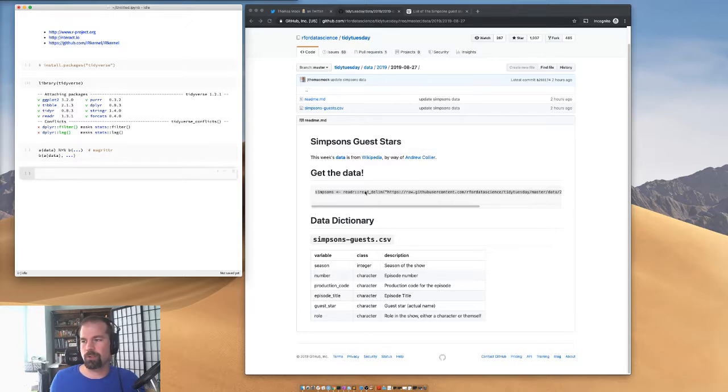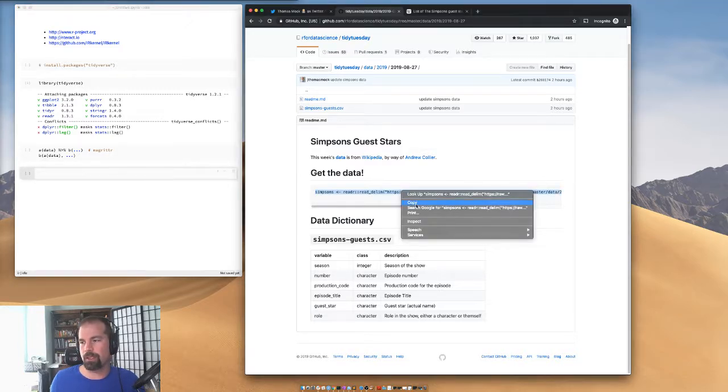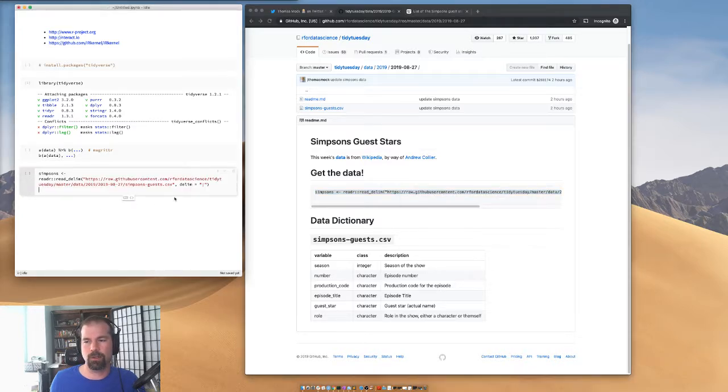And so the first thing we're going to do is grab the request here, the data that we're going to pull, and download it. What this does is read in a delimited file. It's going to use the pipe as the delimiter, because clearly this isn't comma separated, it's pipe separated. And it's going to read it into a data frame named Simpsons.